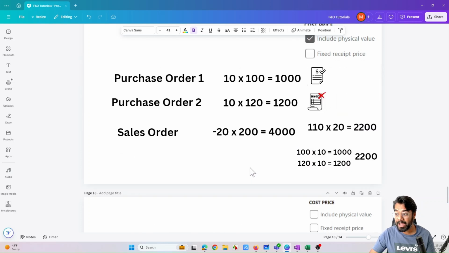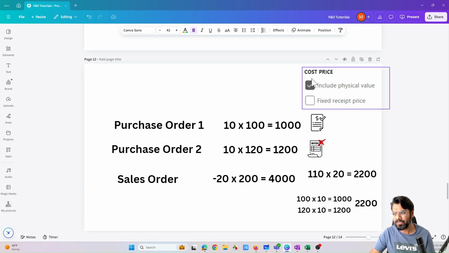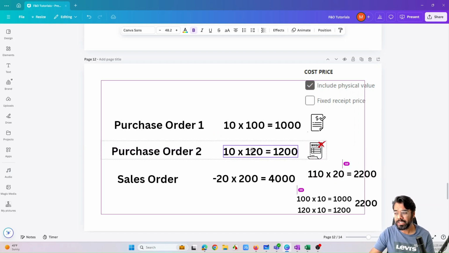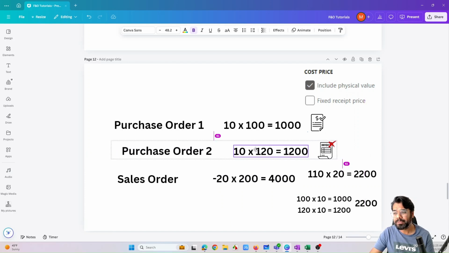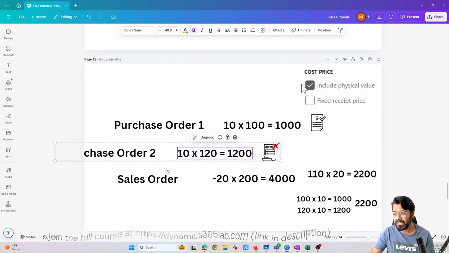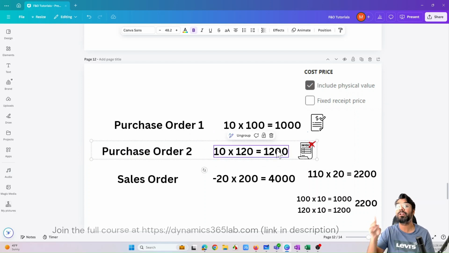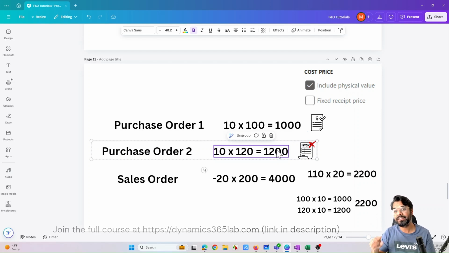But in some situations, even if you are actually selling by only purchasing, it gets trickier if you are enabling this, and it will also give you some wrong guesses of cost price in some scenarios. So even when you are actually only physically updating a purchase order and selling it, and you are keeping the include physical value checkbox checked, in some scenarios it is not recommended. What are those scenarios? We will be covering in the next video.